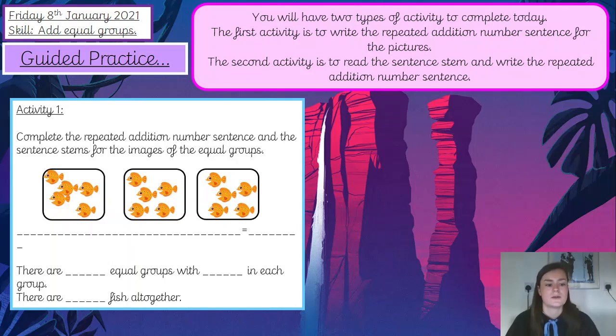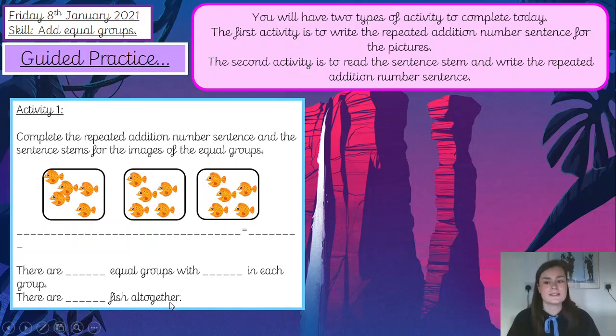Okay, well done. So hopefully you have written, you've seen that there are 1, 2, 3, 4, 5 fish in each group, and there are 3 groups. So you should have written 5 add 5 equals, and your answer. Right, now I would like you to have a go at completing this sentence.